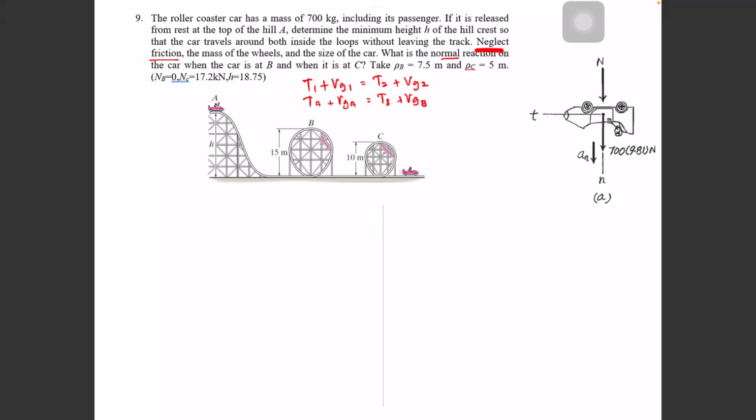Because in our equation this one has no normal force. Okay, no normal force in these two equations or in the conservation of energy equation. So you need to draw the FBD to locate the normal force. Okay, so we have normal force over there, and then we have the weight of the passenger, and then we have a normal acceleration. Okay, A normal, right?